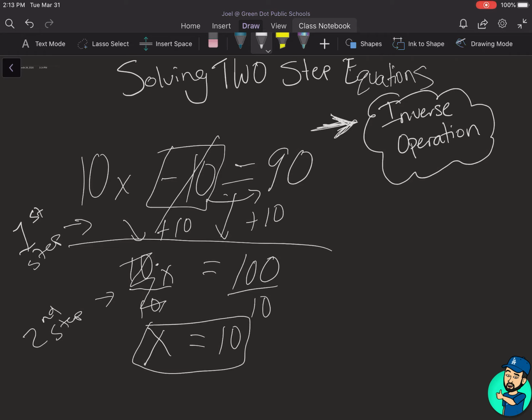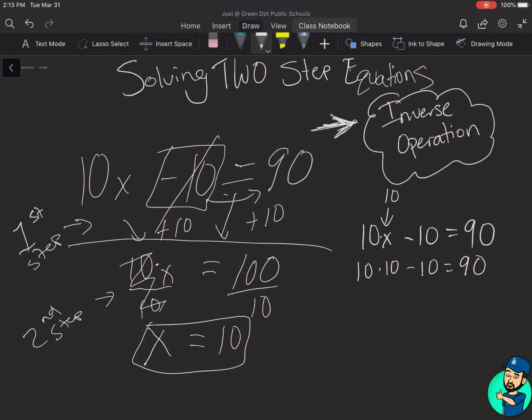Now let's check our work. Let's write down the original problem. 10x minus 10 equals 90. We figured out that x is 10, so that's what we're going to be checking if it's true. Again, between the 10 and the x is the invisible multiplication sign. Now I'm going to replace that x with the 10 that we got and write everything else down.